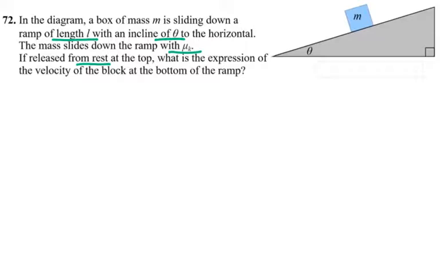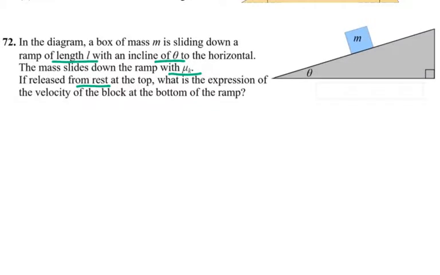So I'm going to start with the forces acting on the block. I have the force of gravity, mg. I have the normal force, and I have the friction force. And I'm going to choose my new axes, x and y. My y is going to be aligned with the normal force, and my x is aligned with the incline.